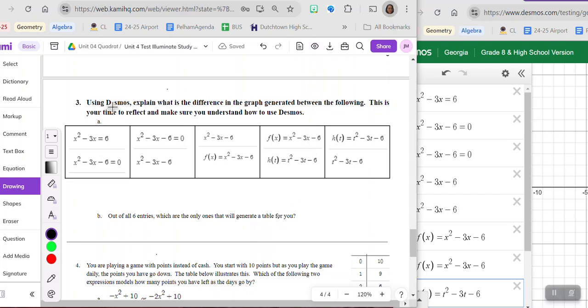All right, so we're going to continue. It says using decimals, explain what is the difference in the graph generated between the following. This is your time to reflect and make sure that you understand how to use decimals. All right, so we're going to work with these two first. And I went ahead and I typed them in.